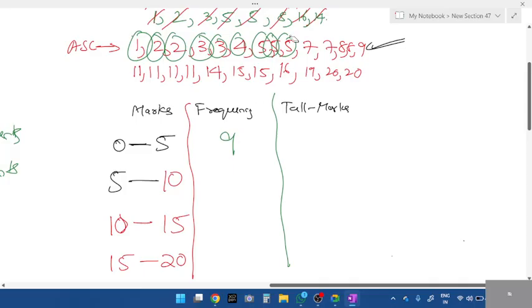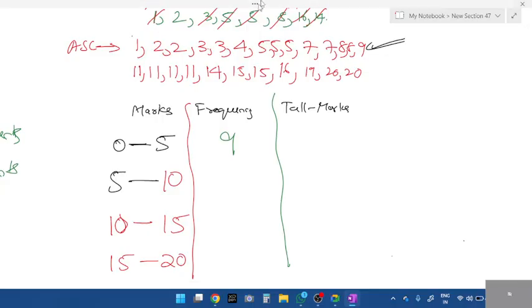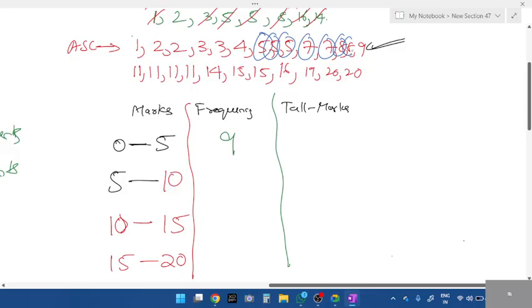Now, this is done. Now tell me from the next one, 5 to 10. From 5 to 10, how many students have scored? Tell me all the numbers. 5, 9. Right? Now, when I counted 0 to 5, I circled 5 students. Again, when I count from 5 to 10, I'm circling 5. I have circled all the 5s. So, doesn't 5 get repeated?